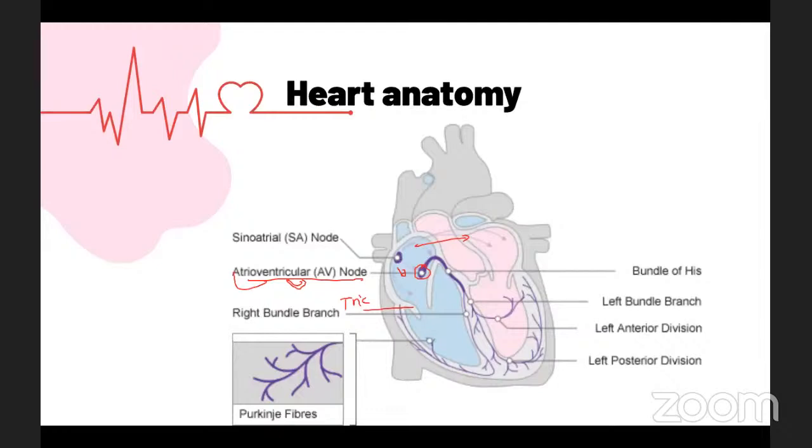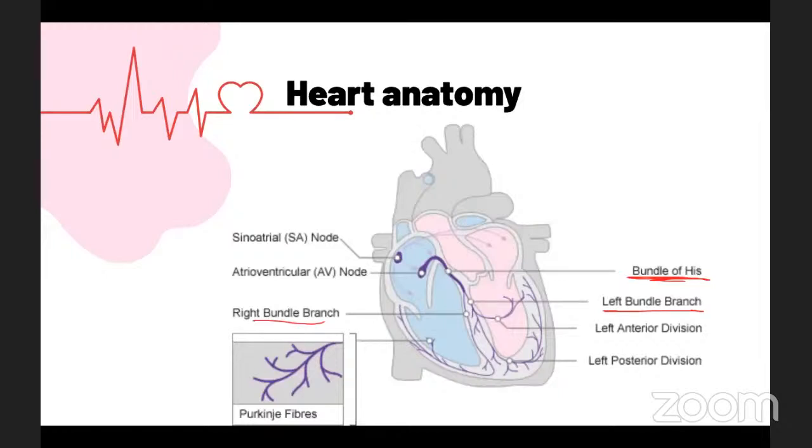The job of the AV node is that it delays the signal of the SA node going onto the ventricles. And why does it need to delay the signal? Because it waits for the blood to all pour out of the atrium into the ventricles. It's going to wait until all the blood has poured into the ventricles and then send the signal. Okay, so it just delays. And then the atrioventricular node will divide into the bundle of His. The bundle of His divides into 2, the left bundle branch and the right bundle branch.